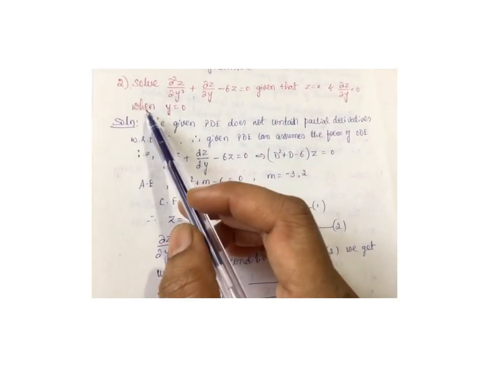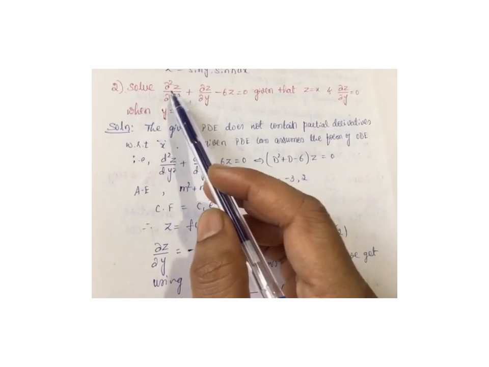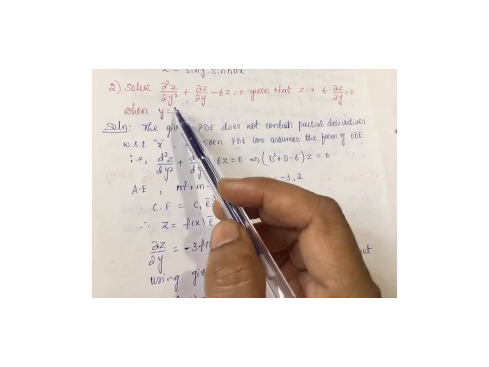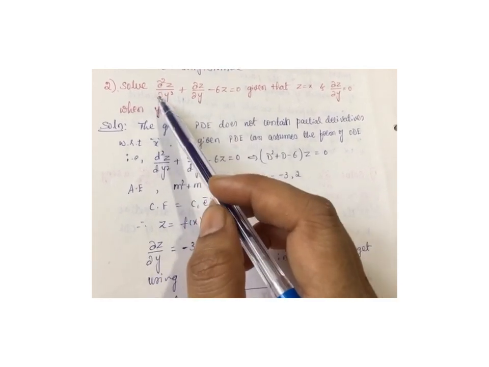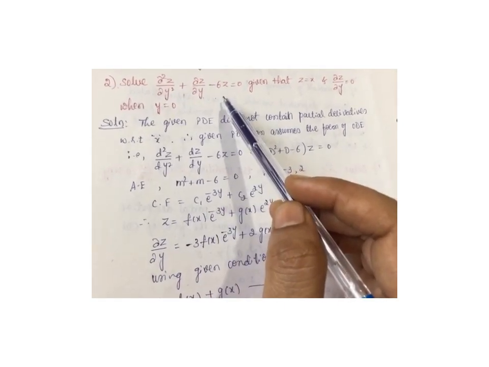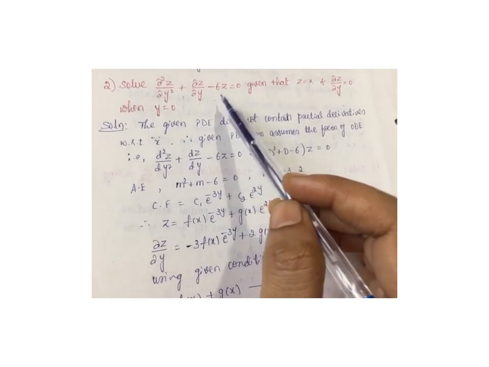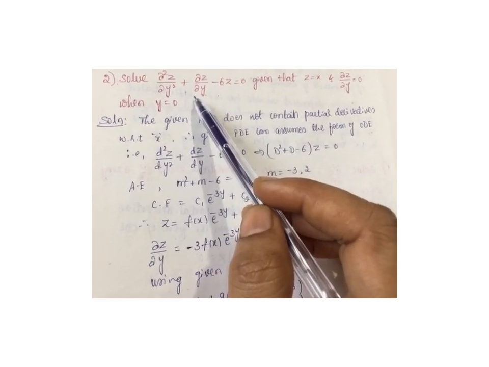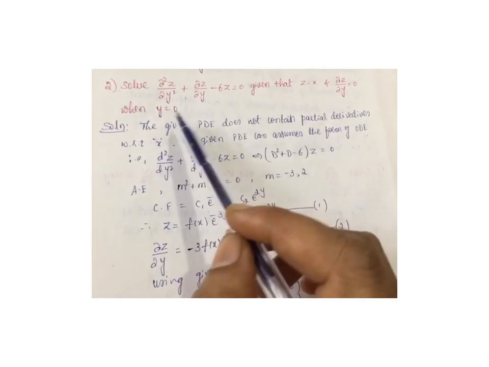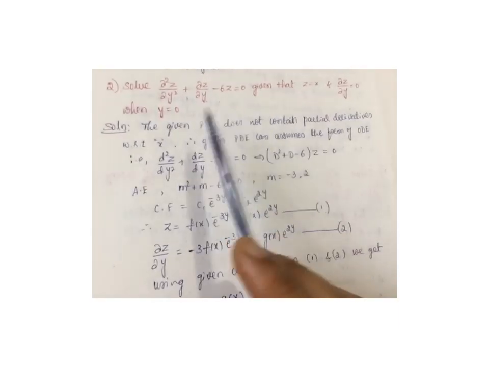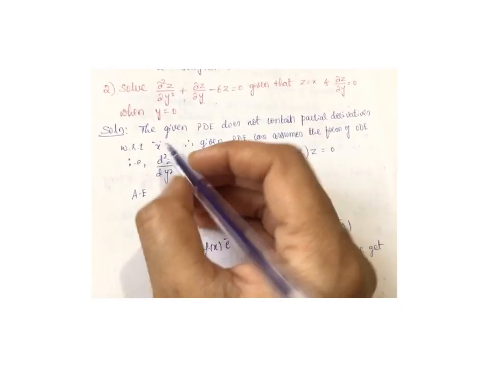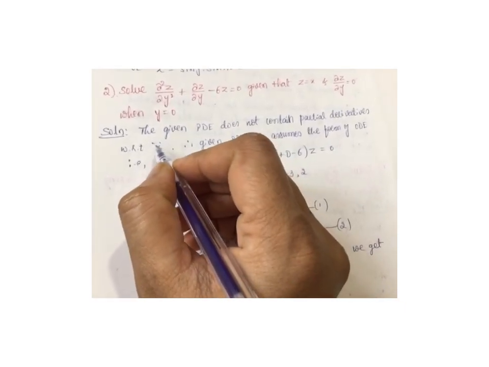In a similar way, observe the second problem. In the previous problem you have done derivatives with respect to x only. Throughout the equation here, the derivative is with respect to y. So any number of derivatives can be present, all with respect to only one independent variable. In this problem, it's a derivative with respect to y. Given the conditions, z equal to x, and dou z by dou y equal to 0, when y is equal to 0. So the given differential equation contains partial derivatives with respect to y.